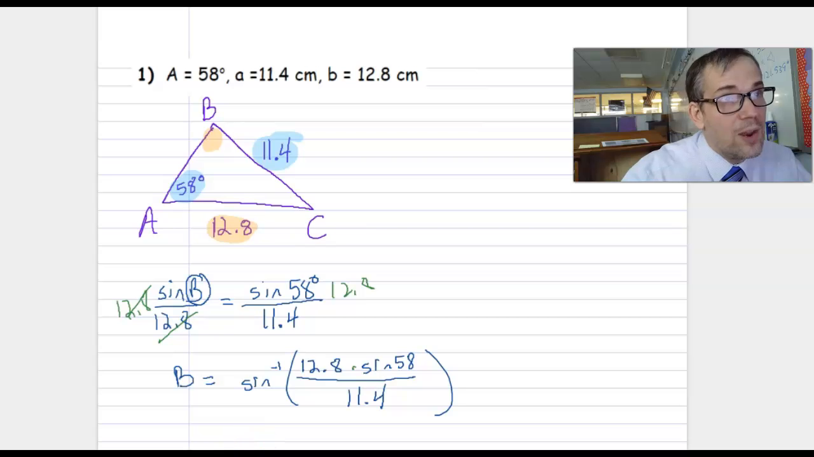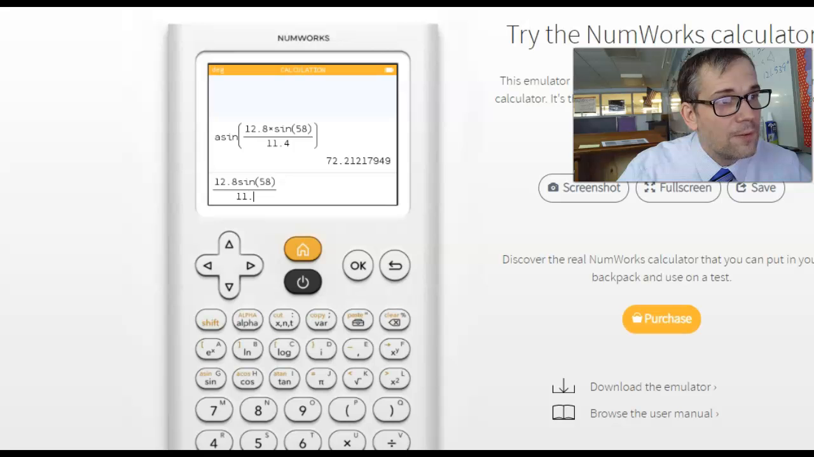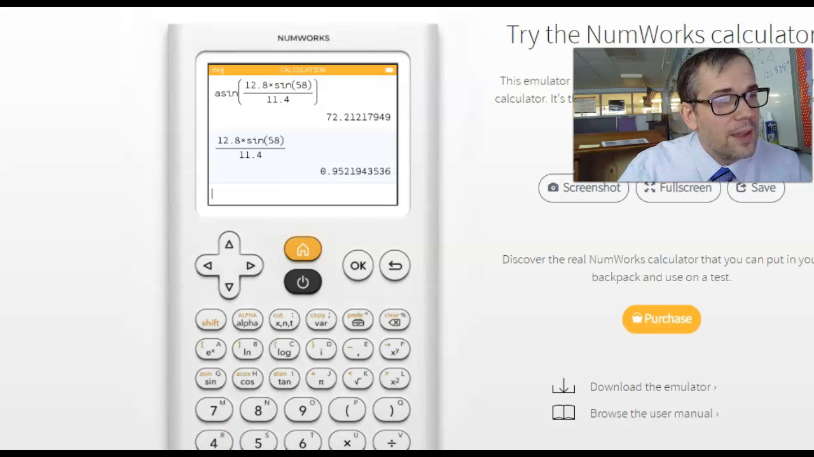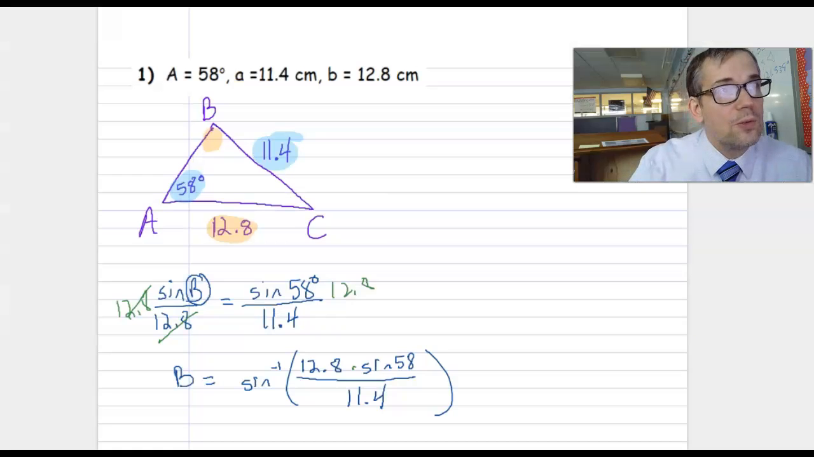I'm going to go ahead and do that on the calculator. You can see I did it earlier just by typing it all in at once. Of course, you also have the option of just typing in 12.8 times sine of 58 divided by 11.4. And then after getting that value, taking shift, sine, answer to get the same thing. However you prefer to do it, but at any rate, that angle is 72.212 degrees.